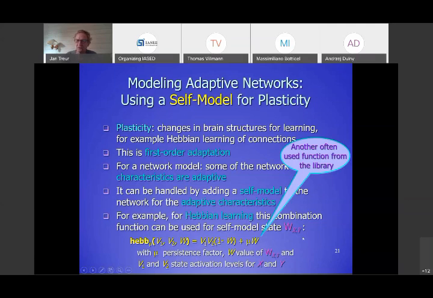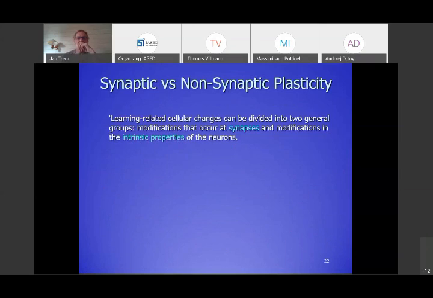So this is just another function often used from the library. There are also functions for social networks like bonding by homophily, where you also have a different formula, but still a formula for these types of variables. So there are many of those functions as well in the library. Except for the synaptic plasticity, what's also often used in artificial networks, there is also possible non-synaptic plasticity.